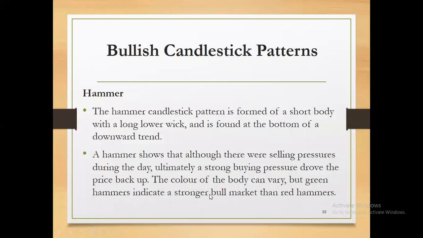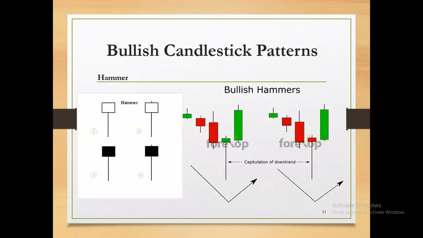So it shows that although there were selling pressures during the day, ultimately a strong buying pressure drove the price back up. That is why you have that long lower wick. The color of the body can vary. It could be green, it could be red. That means it could be a bullish candle or a bearish candle. So this is an example of a hammer. Look at it here. This is a bullish candle. This is a bearish candle.